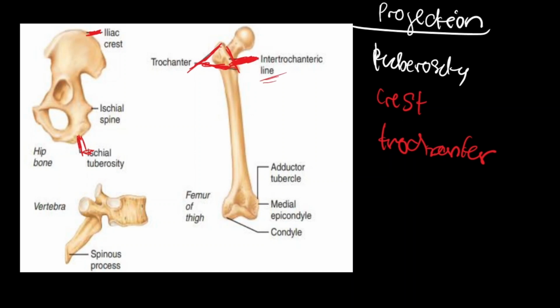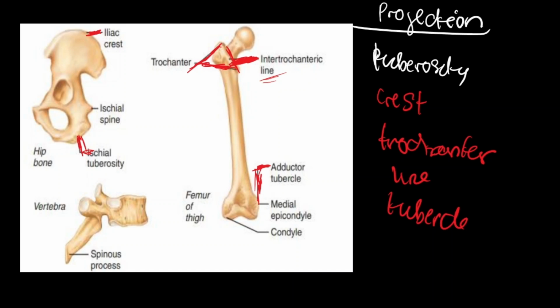Then we have the tubercle. The tubercle is a small rounded projection. When we were considering the tuberosity, we said the tuberosity is a large rounded projection. However, the tubercle is a small rounded projection or process. Here in this picture, we can see the adductor tubercle of the femur. Also in the humerus, we have the greater and the lesser tubercle, but it's sometimes called the greater and lesser tuberosity.